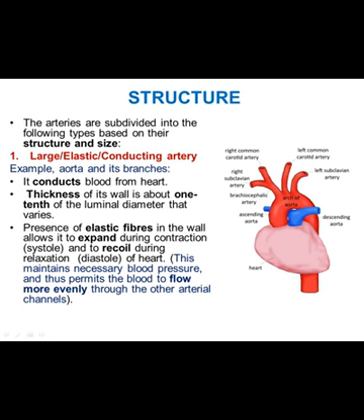Thickness of the wall is about 1/10 of the luminal diameter. It can vary. Presence of elastic fiber in the wall allows it to expand during contraction of the heart and to recoil during relaxation of the heart, that is during diastole. And this maintains necessary blood pressure and thus permits blood to flow more evenly through the other arterial channels.